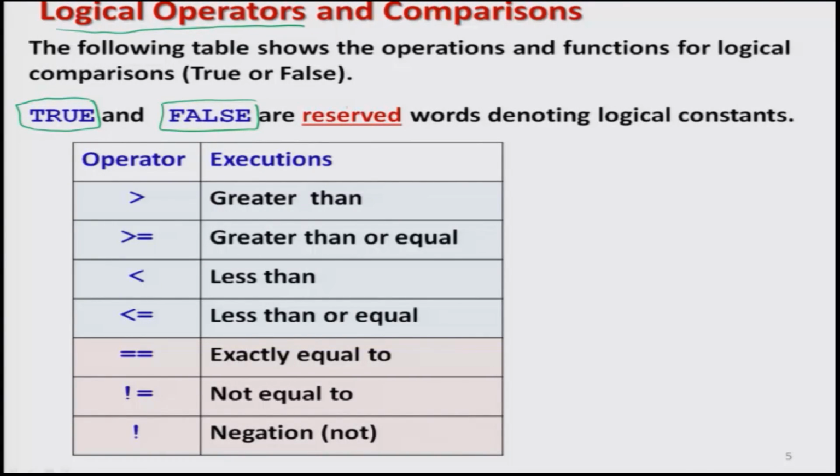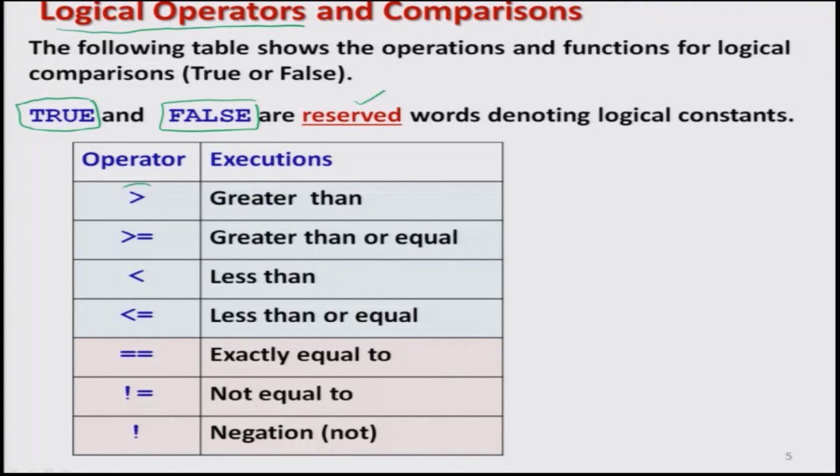They are reserved. Reserved means they have a particular meaning in R programming. So, please do not use the words TRUE and FALSE to name any variable. They are reserved for R programming, which we have to keep in mind. Now, in this case you can see there are several operators.